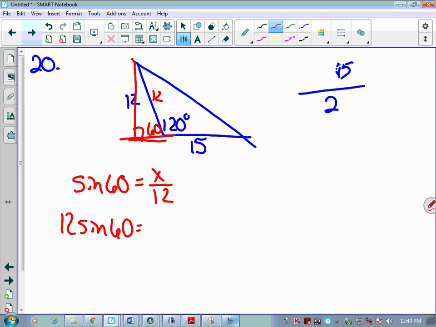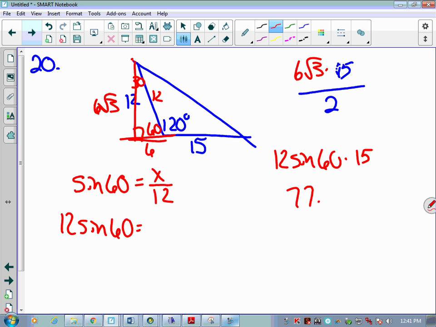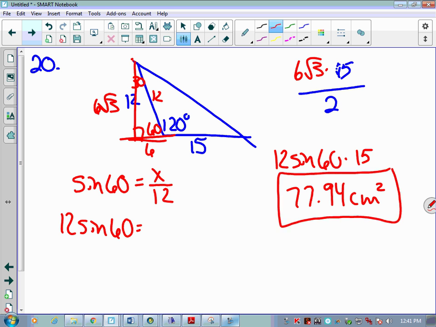The other way of looking at this, too, is that this would be 6, this would be 6 radical 3 in case we need that. So our answer should be 6 radical 3 times 15. I'm going to see what form our answer is in on 20. They're going to get it as a decimal anyway, so we could have done 12 sine 60. You can do 12 sine 60 times 15, divided by 2. Should get 77.94 centimeters squared. That's our answer right there, and that's your 20 questions.